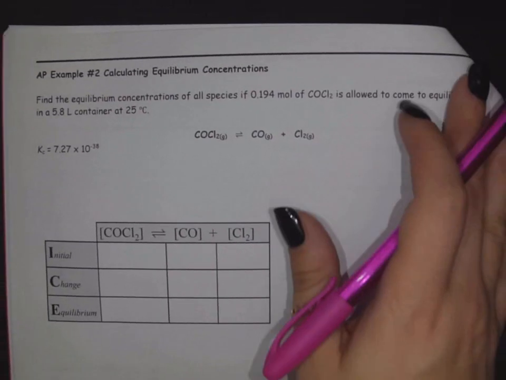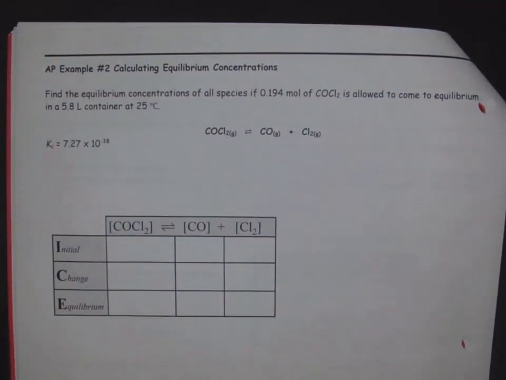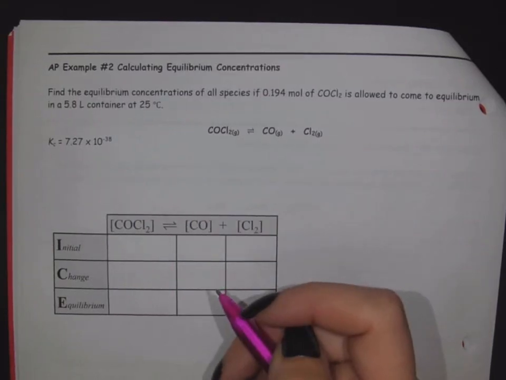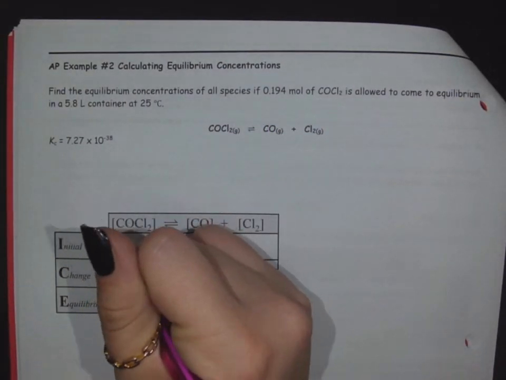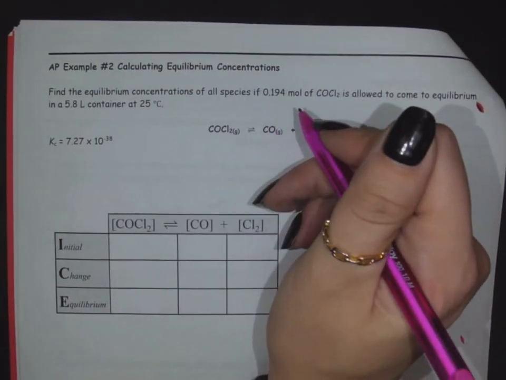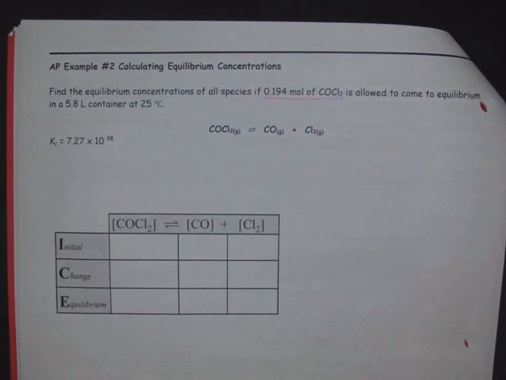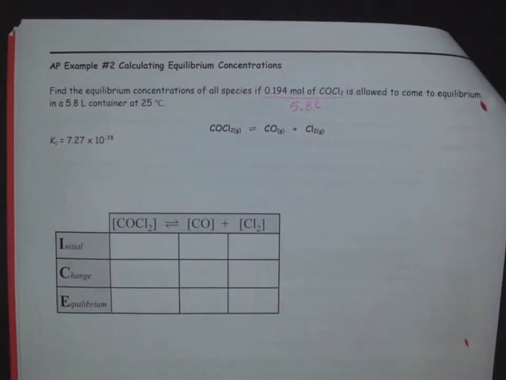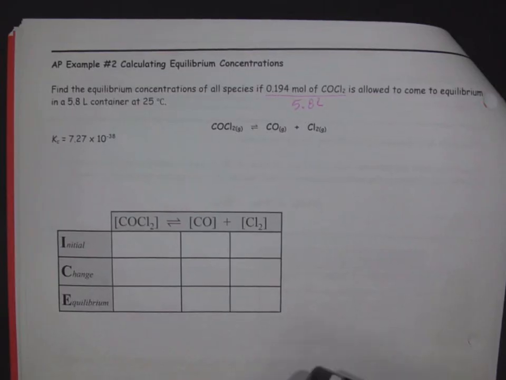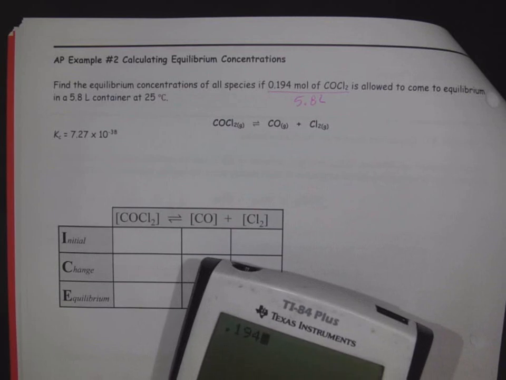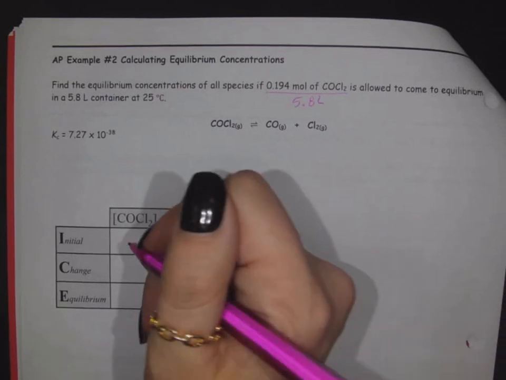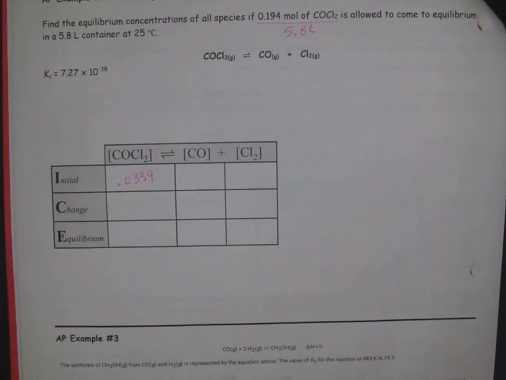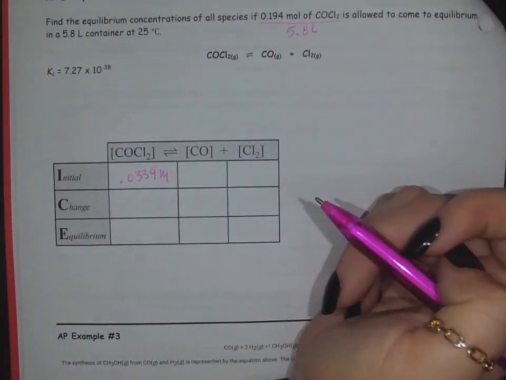All right, let's do a couple more. So, find the equilibrium concentrations of all the species if 0.194 moles of COCl2 are placed in a 5.8 liter container. Okay, so I'm starting off with, oh, and then we have liters here. So concentration, my concentration would be 0.194 moles divided by the 5.8 liters, right? So let me do that really quick. 0.194 divided by 5.8. So I'm going to round it to 0.0334. That's my initial amount in concentration, molarity, of the COCl2.